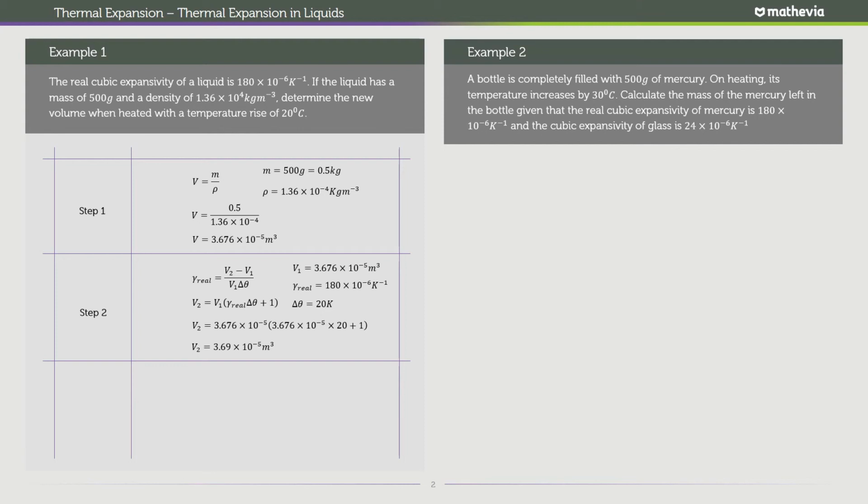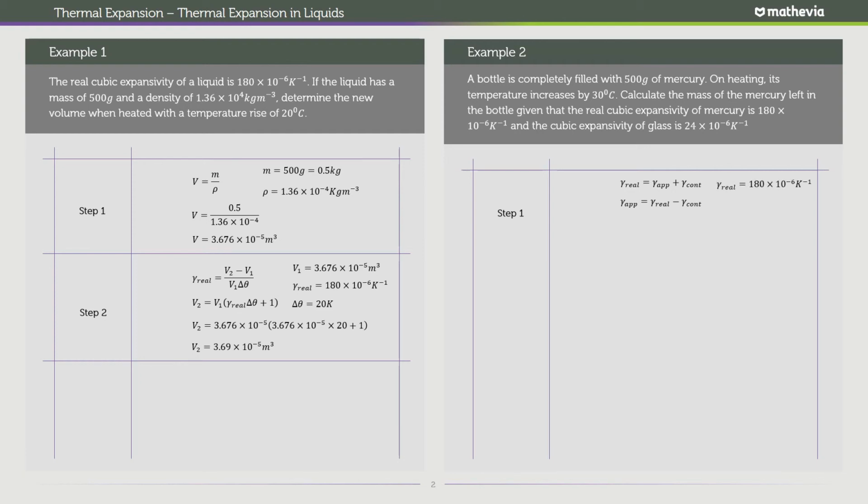So if you're going to find the difference in their expansion, you will need to make use of the apparent expansivity. And apparent expansivity is just the real expansivity minus the expansivity of the container. We have the real expansivity of the liquid as 180 times 10 to the power of minus 6 per Kelvin, and we have the expansivity of the container as 24 times 10 to the power of minus 6 per Kelvin. We just go ahead and find the apparent expansivity as 156 times 10 to the power of minus 6 per Kelvin.